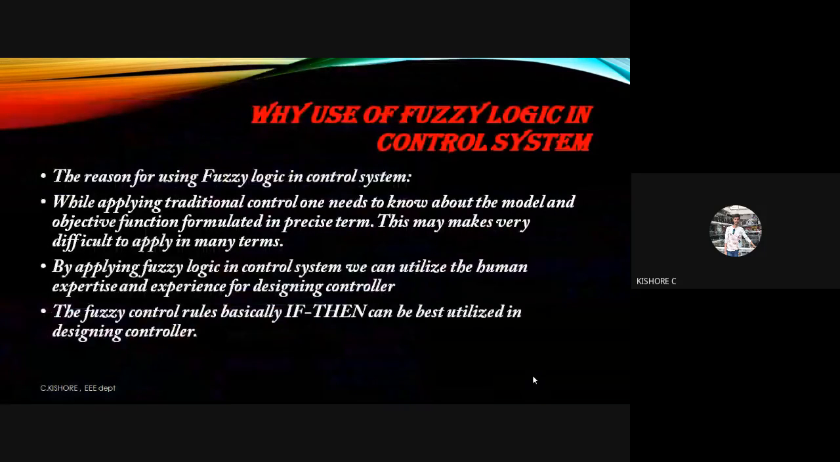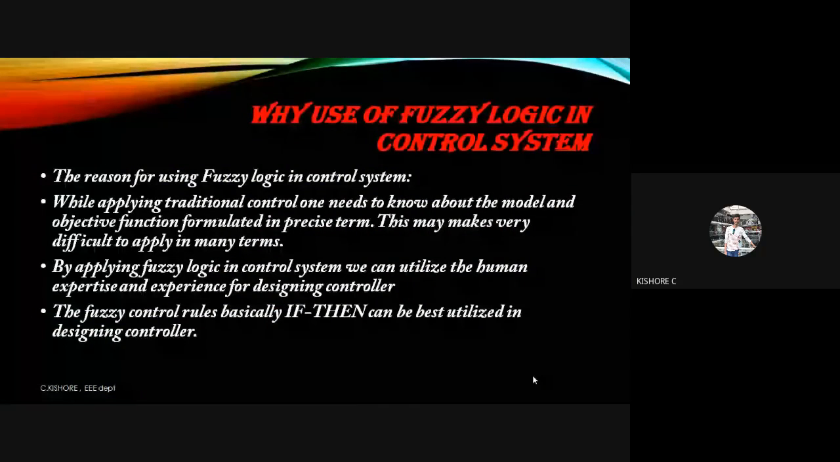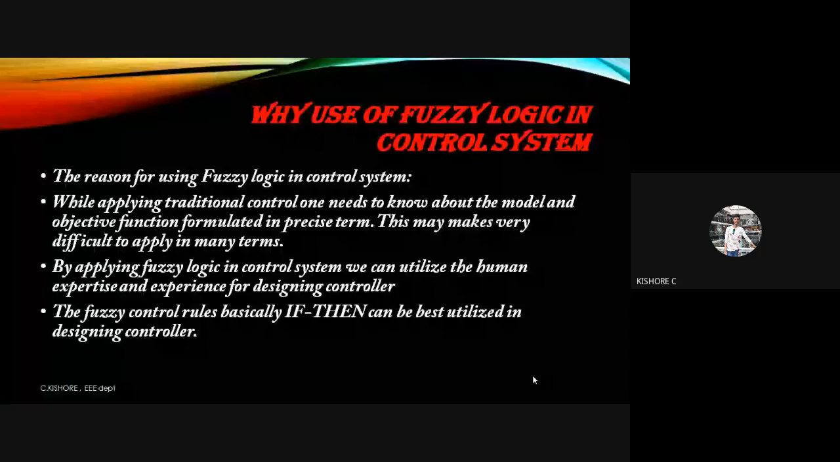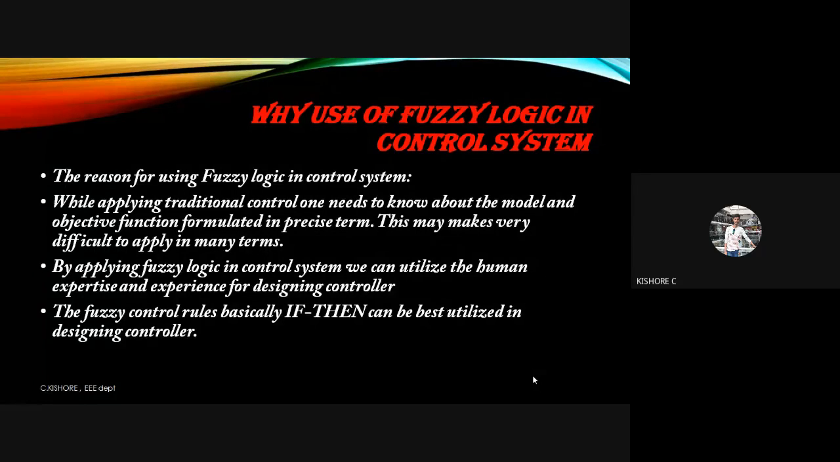Why use fuzzy logic in control systems? Basically, FLC is designed to emulate human deductive thinking, the process people use to infer conclusions from what they know. Reliability: FLC is more reliable than conventional control systems. Efficiency: fuzzy logic provides more efficiency when applied in control systems.